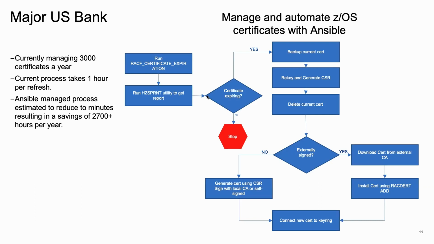And this was a process that was based on a number of different manual tasks, different jobs and REXX scripts, and having their administrators manually run those and monitor each of those processes on Z as well as off Z, right? Using different certificate management tools like Venafi, as well as DigiCert, depending on the environment. So taking a look at that, they were able to automate that process using Ansible, reducing it down to minutes, which ultimately saved them over 2,700 hours per year.